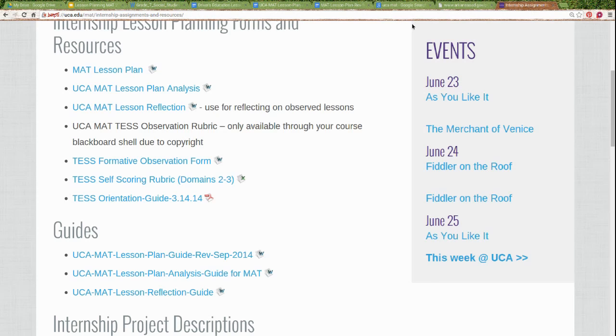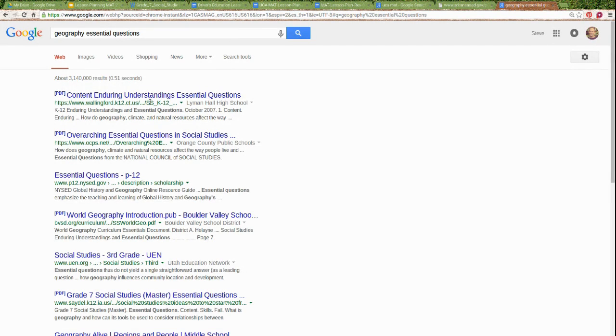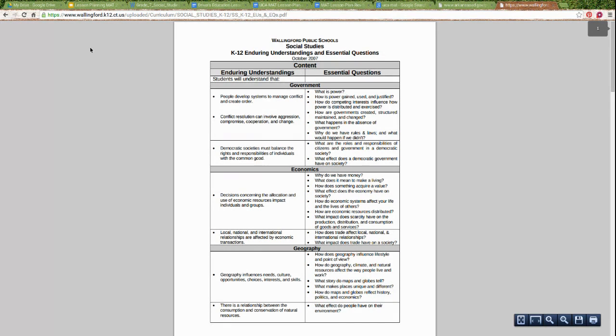You can also Google things like geography, essential question. Look at that, it finishes itself. So people are writing these things, enduring understandings, essential questions. And let's just see what we get here. Now I'm pulling these from another school district, but it might be a great question that I can use. So here are the big understandings, and here are some questions that are already created to go along with it.